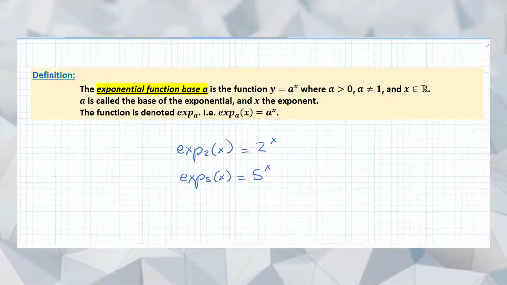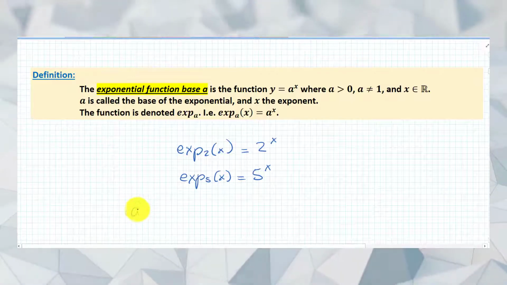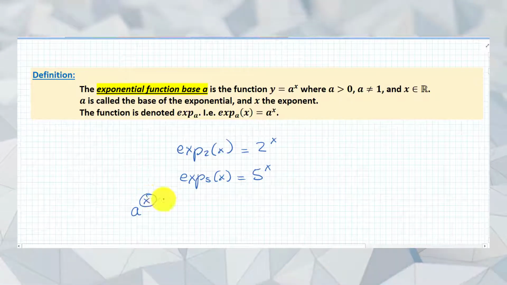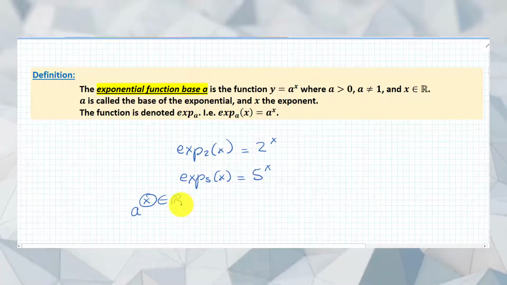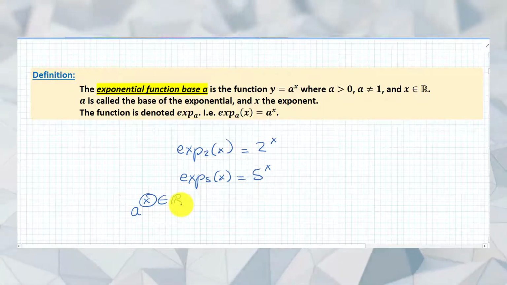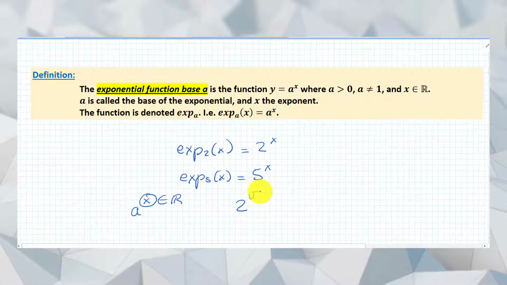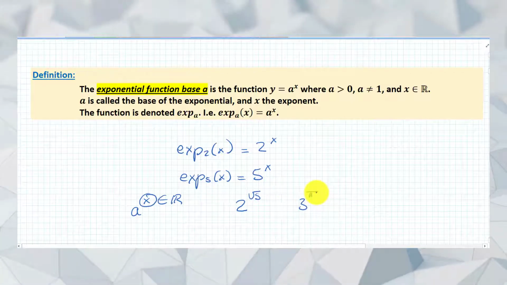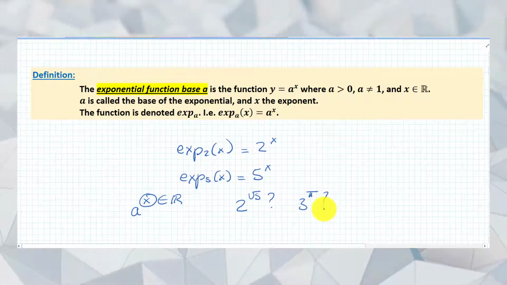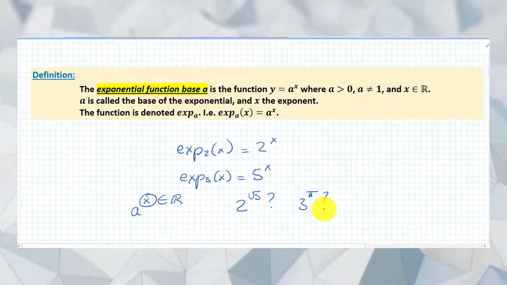The first remark is about the exponent x. X is a real number. Now, this is not something we can define in this class, so we will have to assume that it has a meaning. Again, what does 2 to the root 5 mean, or 3 to the pi? These are questions we can't really go into in detail. Let's just assume this is defined.